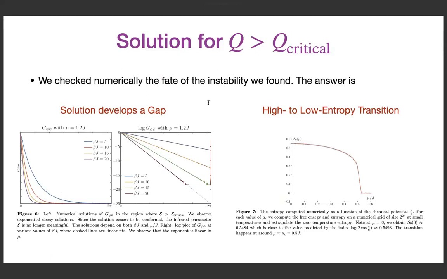So now we can look at what happens as we go above the critical charge. As we go above the critical charge, the claim is that the solution develops a gap. We can see it in this left panel. So this is G as a function of tau. We see it decays exponentially, and this is a log plot, so you can see it's almost linear. And there is also a transition between high entropy, which is the conformal solution, and the transition happens here where it goes to zero entropy. And this is entropy in the large N limit. High entropy means that the ground state entropy over N is finite. Zero entropy means that the entropy does not scale with N.